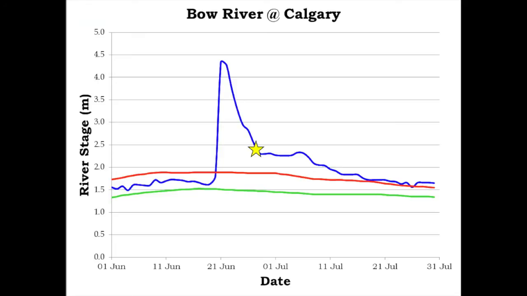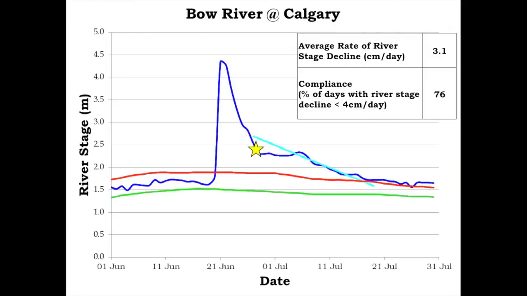So my area of concern then is from this point forward. What is a 4 centimeter per day rate? If we look at this one, the light blue line indicates a 4 centimeter per day rate, and we see that actually it's pretty good. The flat stretch from the star to the blue line is okay. It's less than 4 centimeters a day, so that's fine. And then a ramping rate down of 4 centimeters a day. And if we look at it in detail, we can see that the average rate of river decline was 3 centimeters a day over that period, so much less than 4, so that was good.